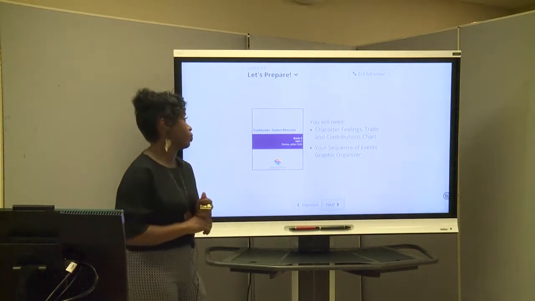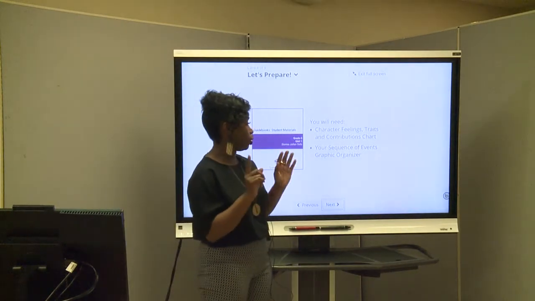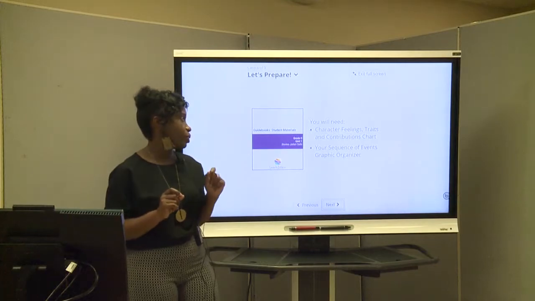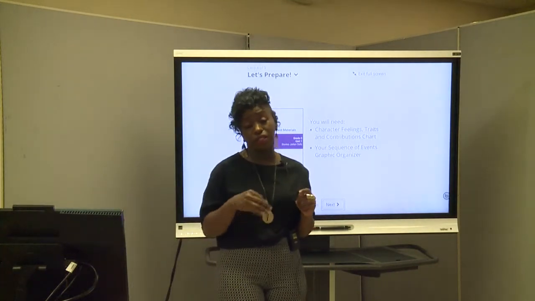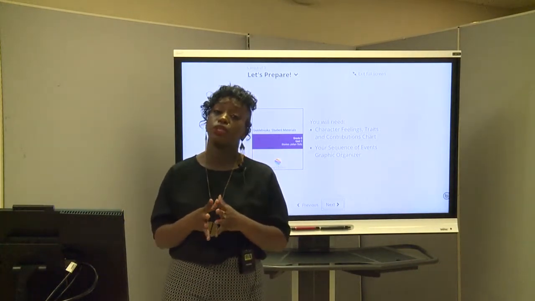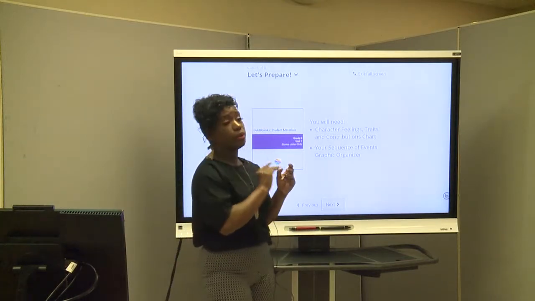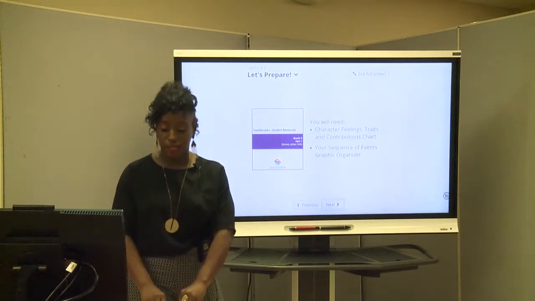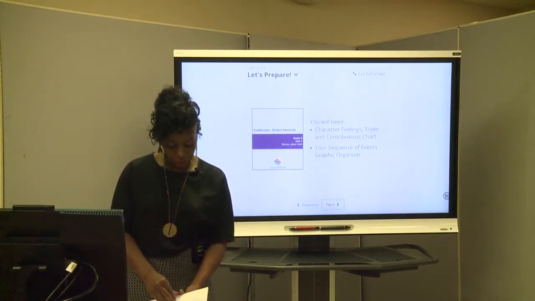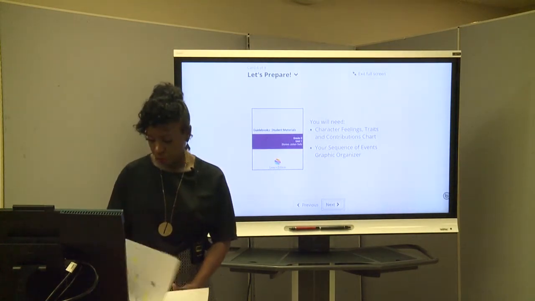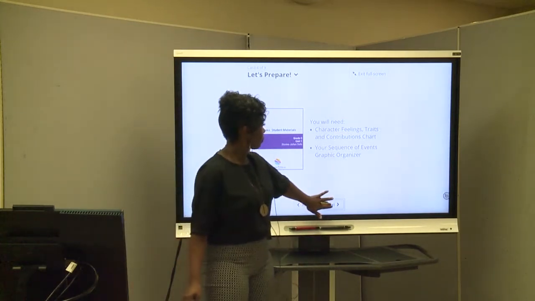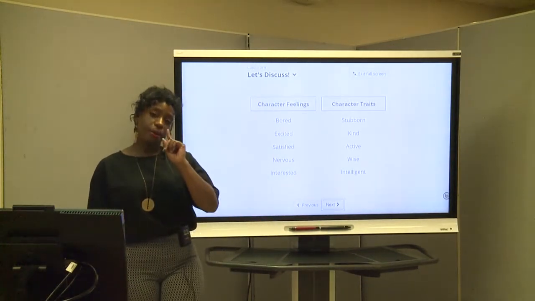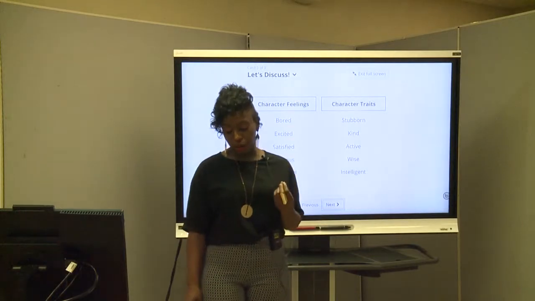So you will need your character feelings, trait, and contributions chart and your sequence of events graphic organizers. These can be found in your student materials or a resource booklet. So make sure you have those readily available for that portion of the lesson. So now we're going to get into our lesson for today. And we're going to talk about characters' feelings and characters' traits.